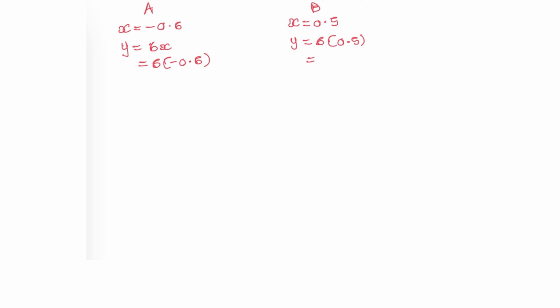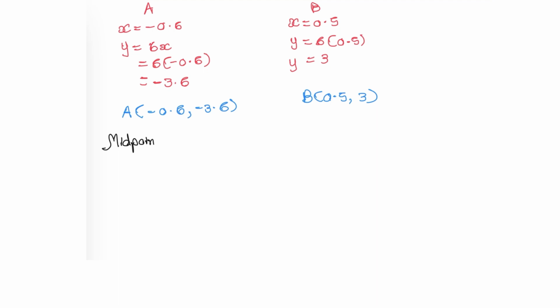So this gives me 3, right? And if you do the other one, which is 6 times 0.6, which is like 3.6, right? So this is going to be negative 3.6. So therefore the final two coordinates I have is point A is negative 0.6 comma negative 3.6, and point B is 0.5 comma 3. But the question did not ask me for this. Basically it asked me to find the midpoint, right?